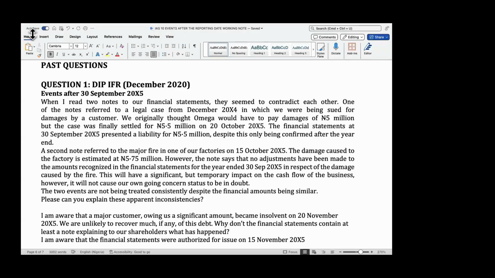In respect of the damage caused by the fire, this will have a significant but temporary impact on the cash flow of the business. However, it will not cause our going concern status to be in doubt. The two events are not being treated consistently, despite the financial amount being similar. Please, can you explain these apparent inconsistencies?